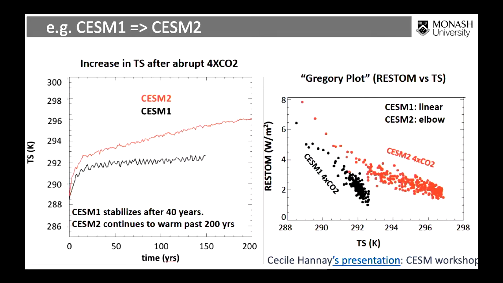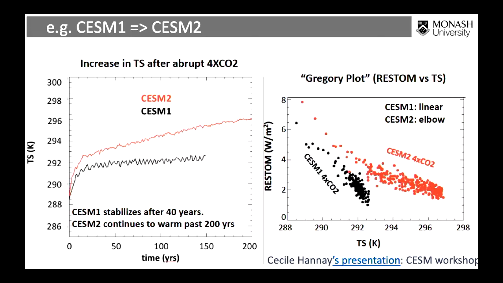So this is one example from the NCAR models that I'm familiar with. CSM1 was our CMIP5 version, CSM2 is the CMIP6 version, so it was released a year ago. This is the abrupt 4xCO2 experiment, so you basically just run it for as many years as it takes to come to equilibrium. The CSM1 came to equilibrium fairly quickly and then was fairly flat, whereas the CSM2 has quite a different trajectory and isn't really coming to equilibrium even after 200 years.